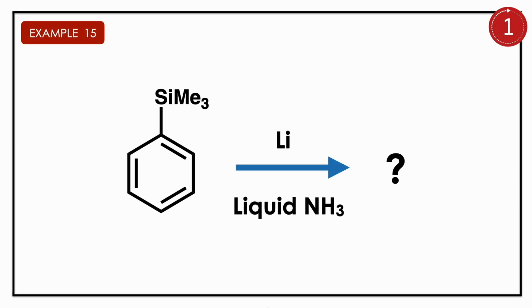Then the next example, you have benzene attached with a trimethyl group. Silicon is the carbon analog, so the trimethyl possibility is there. You are reacting with lithium and liquid ammonia. You should find what the final product will be.